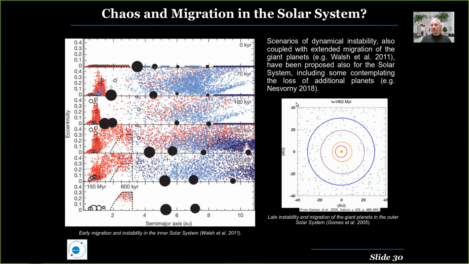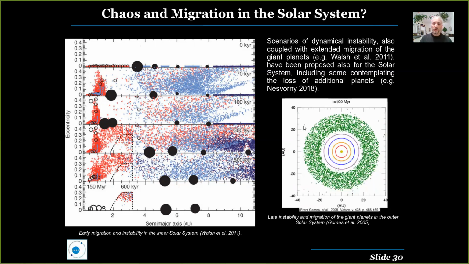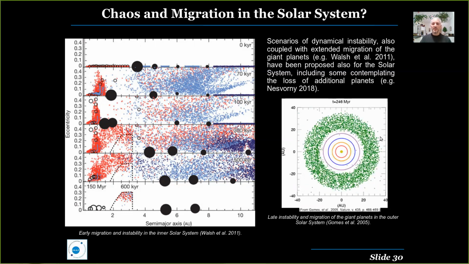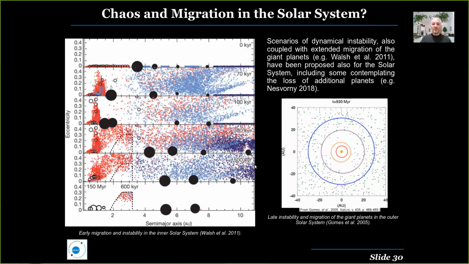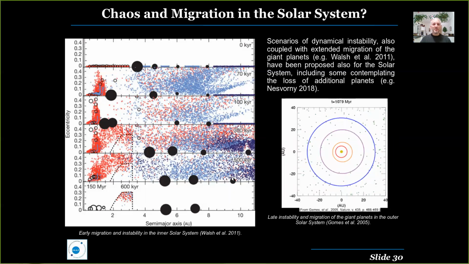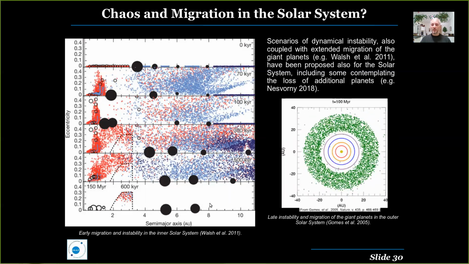There are a number of scenarios that have been proposed for the solar system. Some proposing global dynamical instabilities, others combining large-scale migration with dynamical instabilities. And some of them even proposing the presence of additional giant planets originating in the solar system and the loss of some of them.